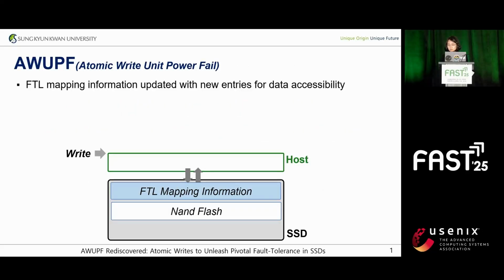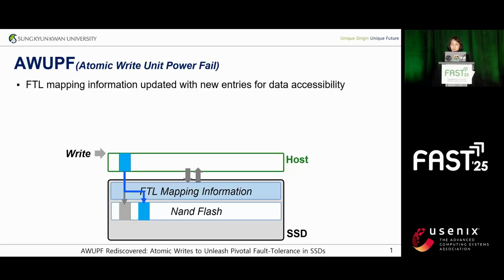Let's begin with a brief overview of how SSD handles writes. As you may know, NAND flash memory in SSD does not support direct overwrites. Instead, the flash translation layer manages the logical to physical mapping of data. When a write operation occurs on the host side, the data is written to a new physical location in NAND flash. If an overwrite operation is issued, the new data is stored elsewhere. To ensure accessibility, the FTL table must be updated with the new mapping information.